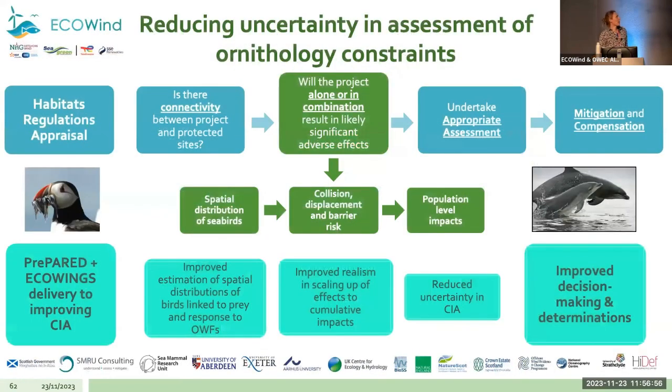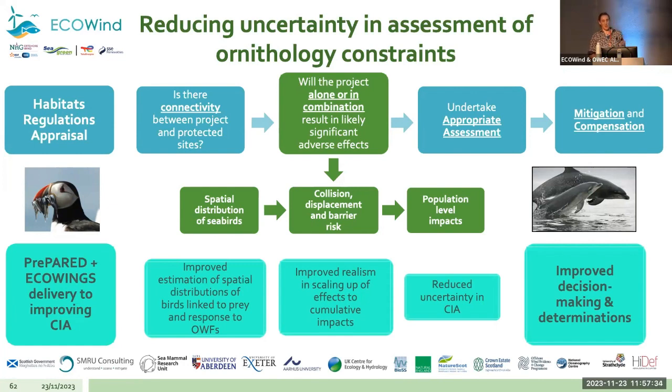So just focusing very briefly a little bit more on the ornithological constraints. Across the top of this slide, you have a summary of the current way that habitat regulations work. And essentially, the key component of this within Prepared is about trying to provide evidence about whether projects alone and in combination with each other result in likely significant effects. So for seabirds, that's really understanding why are birds where they are and what are they doing? How does that affect their exposure to collision, displacement, and barrier risks? And then how does that translate into population level impacts?